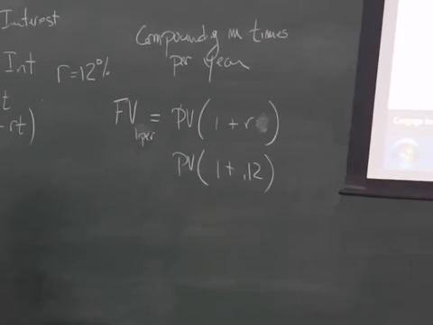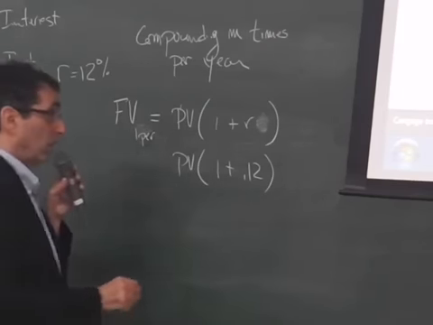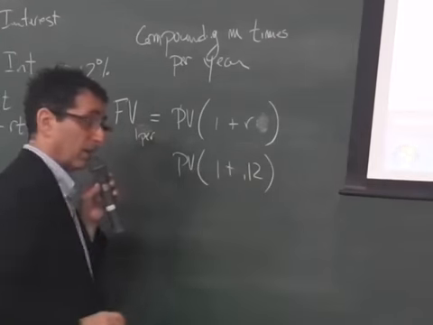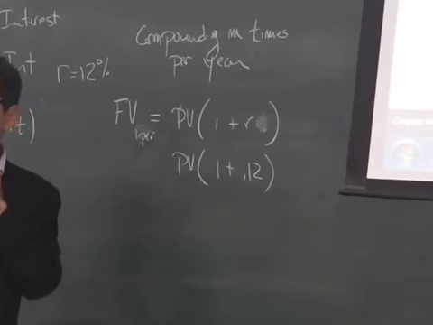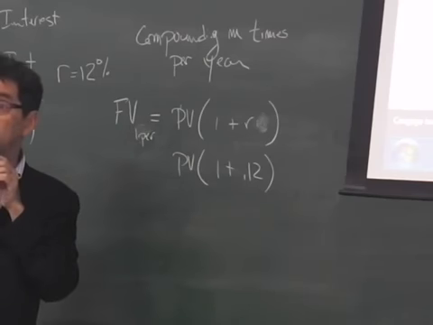Because it's 12, but they don't give us 12 two times. That would be like giving us 24%, right? They give us 6% after the first half year. So this is wrong, right? So R is wrong, so how do I fix it? R divided by 2, right?